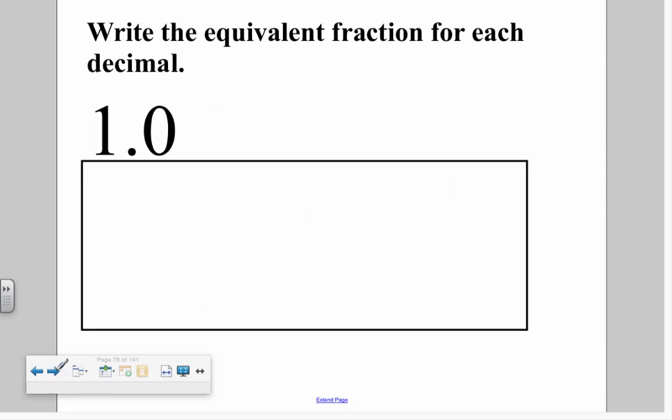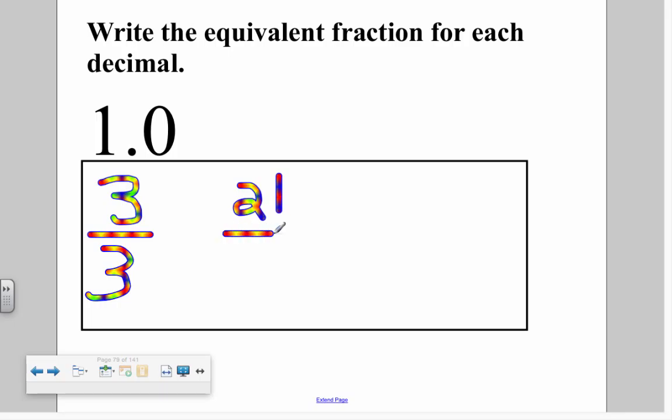Write an equivalent fraction for each decimal. Look at this decimal. This decimal is just the number 1 whole. How can you write a fraction that is 1 whole? You have many different choices. 3 over 3 equals 1 whole. 21 over 21 equals 1 whole. 1 over 1 equals 1 whole. Any time that the numerator and denominator are the same, it equals 1 whole.